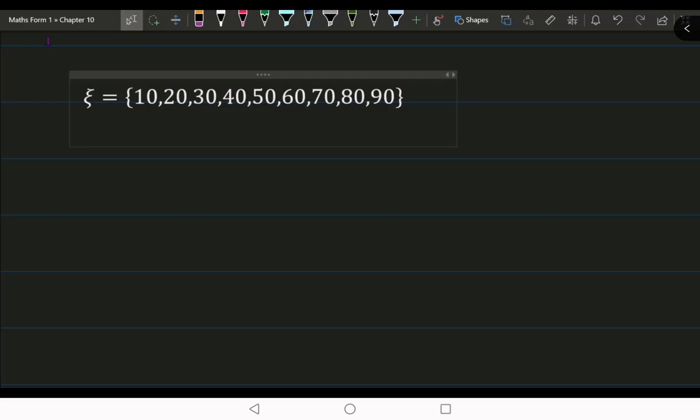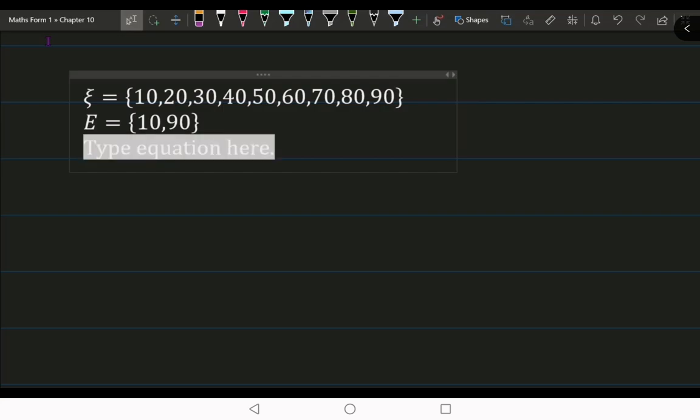What we are going to learn now is only an introduction. You just need to get to know about the universal set. So let's say E is going to be the set from 10 to 90. We got E, all of which are in the universal set. We cannot talk outside the universal set.